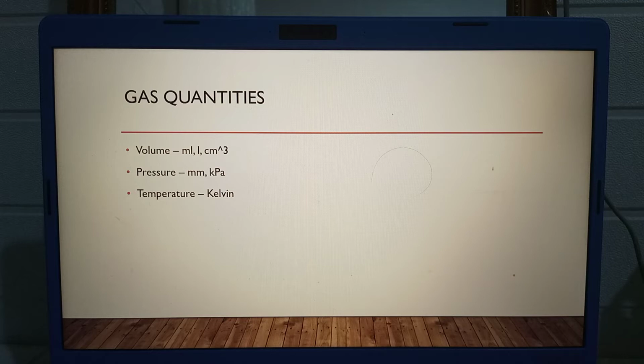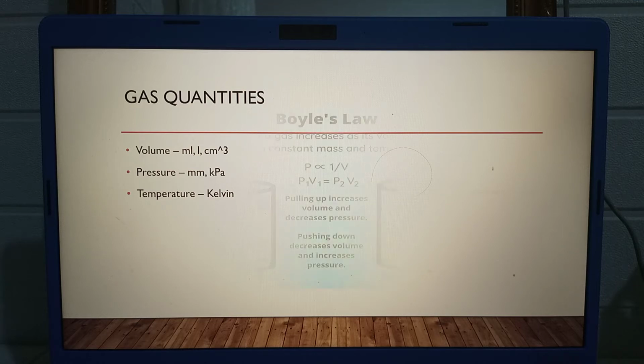Gas quantities. Volume: milliliter, liter, or cubic centimeter. Pressure: millimeters of mercury or kilopascals, and the temperature is always in Kelvin.